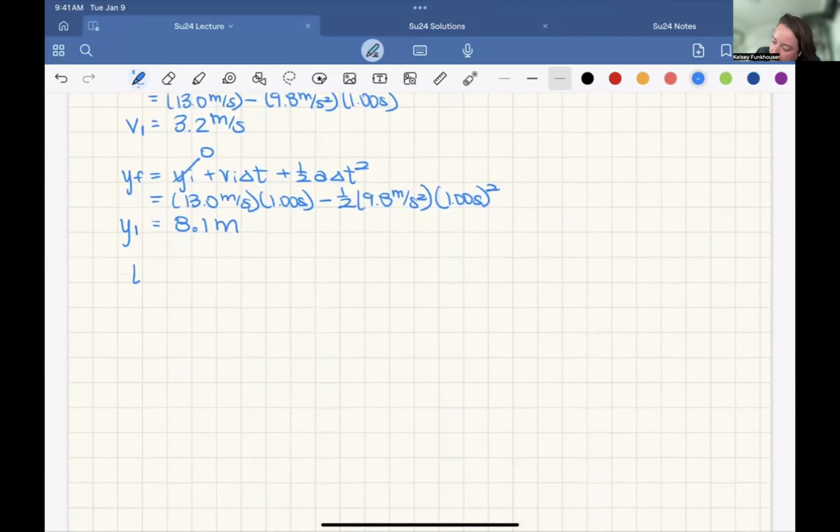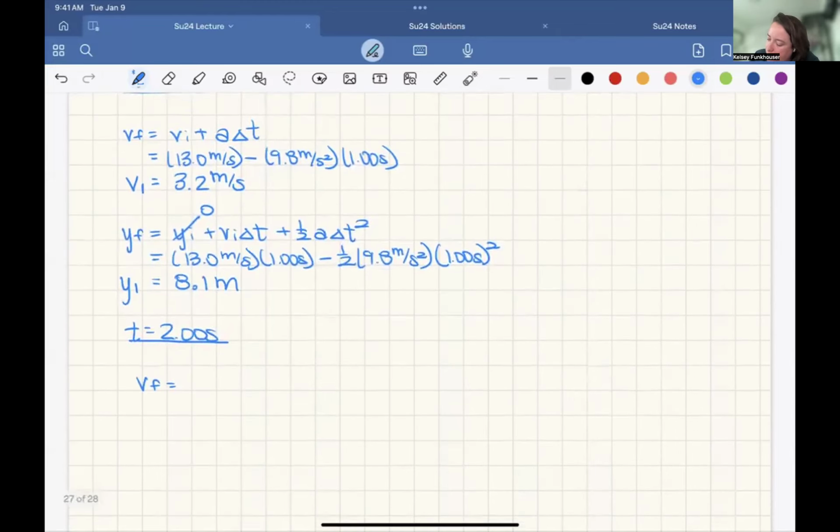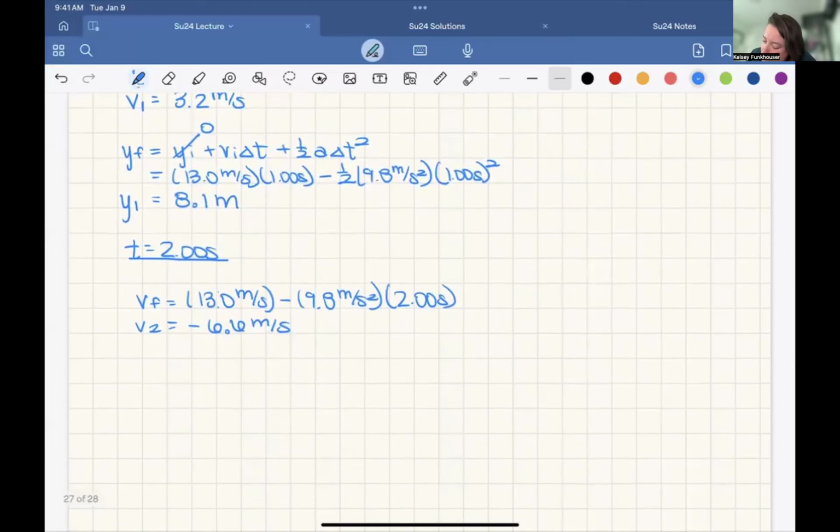Okay, so now let's look at time as 2 seconds. So velocity, same equation, so I'm just going to go straight to plugging in our numbers. 13.0 meters per second minus 9.8 meters per second squared times 2.00 seconds. And this time, we end up with a negative number of negative 6.6 meters per second. So we'll call this V2 for velocity at 2 seconds.